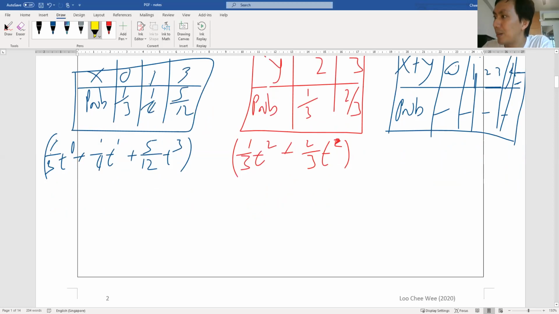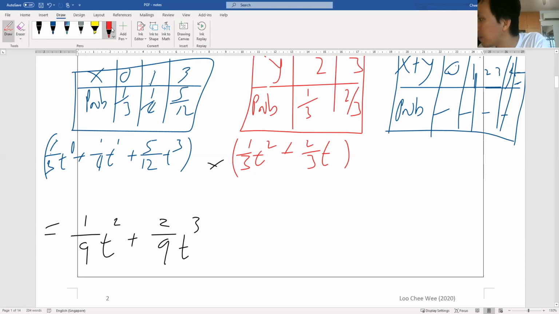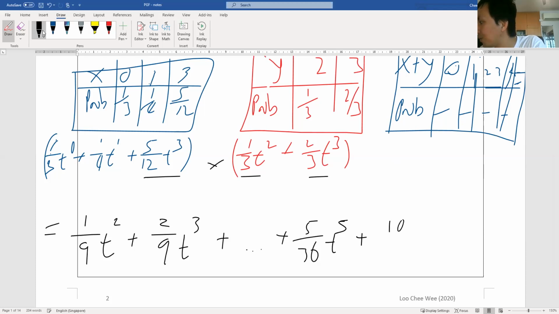So if I were to just multiply the PGF together, I will get 1/9 t to the power 2 plus 2/9 t to the power 3. It should be 3. Then plus dot dot dot. If you see, the final stuff will be 5/36 t to the power 5 plus 10/36 t to the power 6.